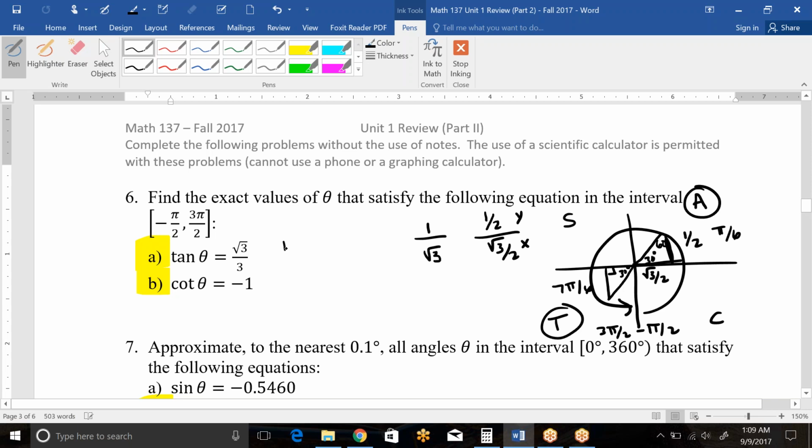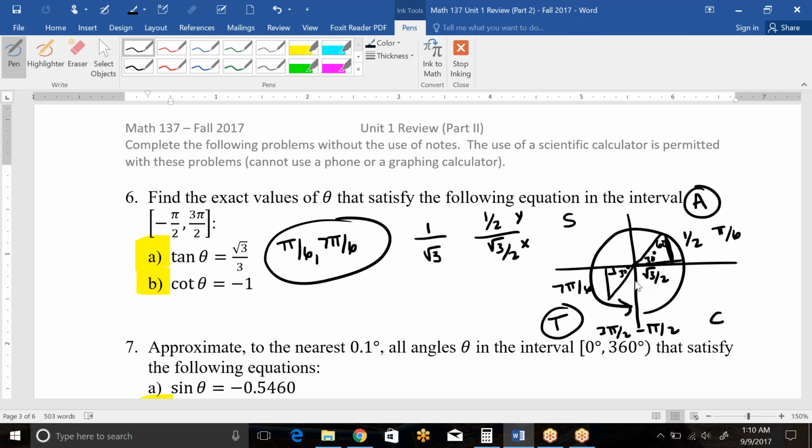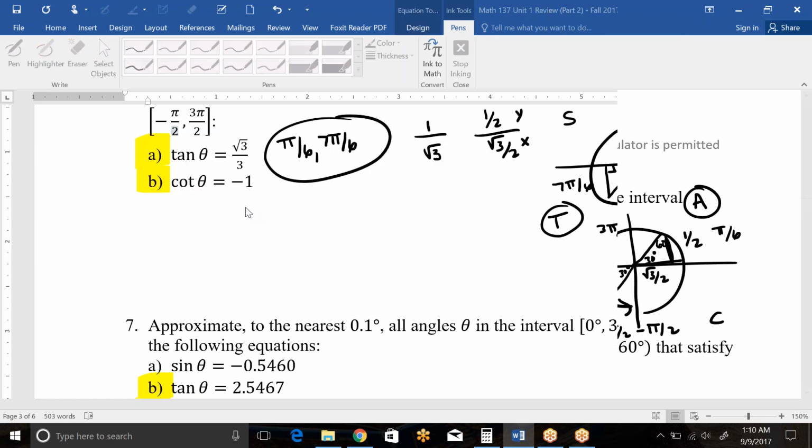So that would be pi over 6 and 7 pi over 6. And both of those fall between negative pi over 2 and 3 pi over 2. So that would be for the A part one. Now, I did say that you didn't have to do it my way of drawing the triangle.